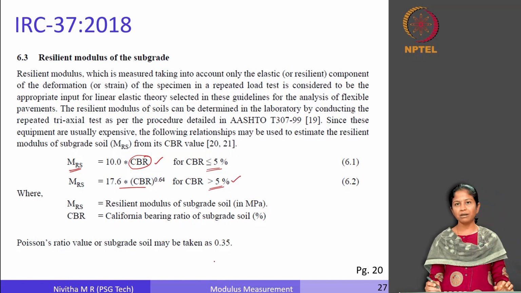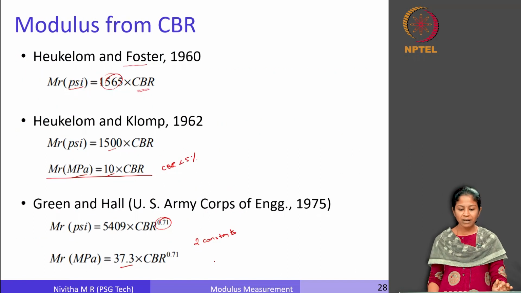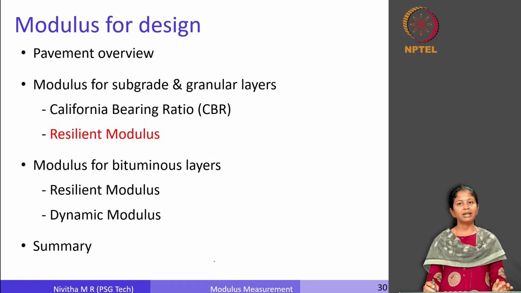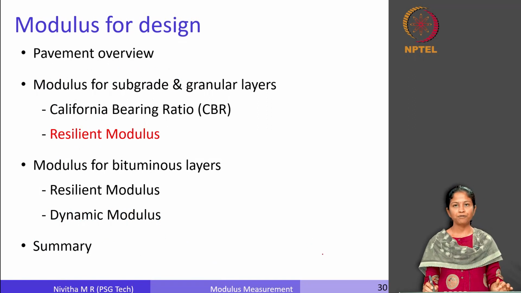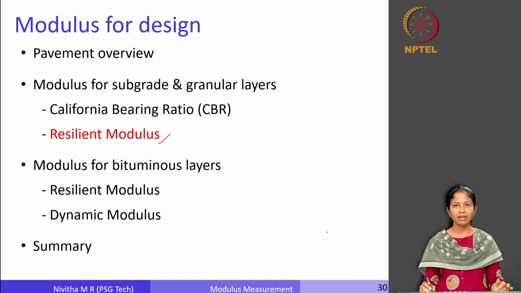So, you can measure CBR value as a measure of the strength of the soil, but ultimately we have to convert it into some modulus parameter to be used in the design. Alternatively, we can also measure the modulus directly for the soil and use it for the design. That is the next part wherein we will be talking about resilient modulus.